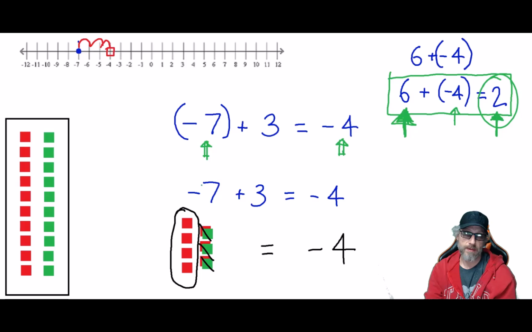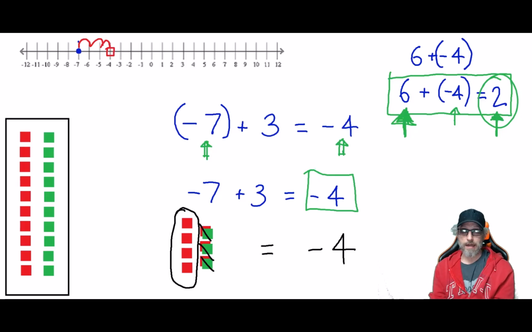Or with the money example, a negative 7, we owe $7. So in order to end up on the positive side of things, we would need to be adding in a positive number that's more than 7. We were only adding in 3. So we would expect that our answer would be negative.